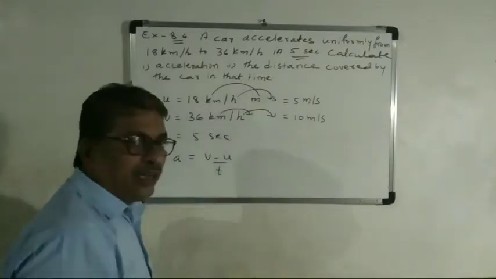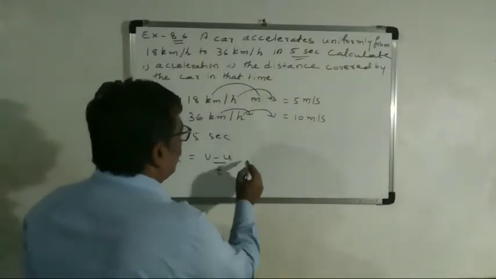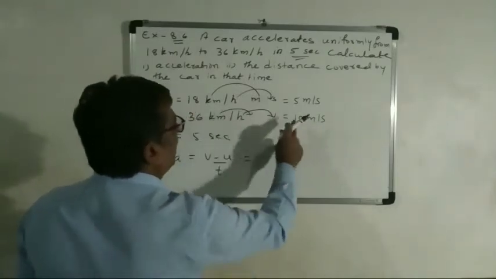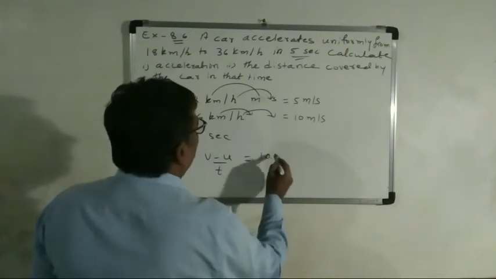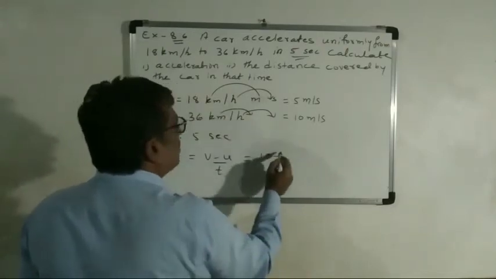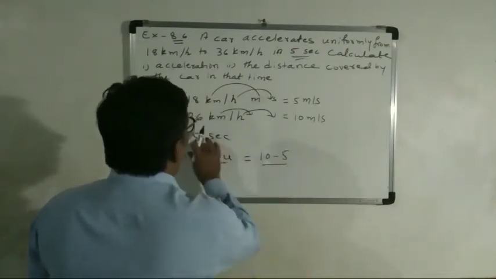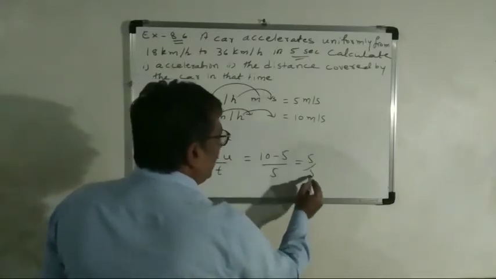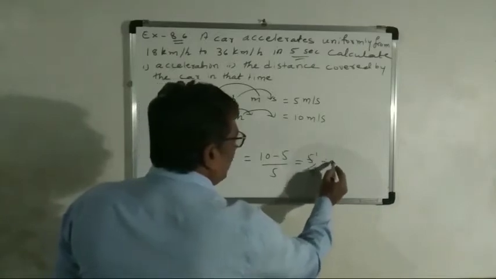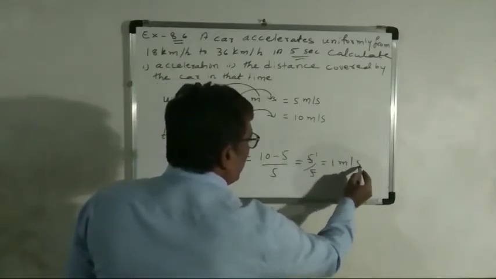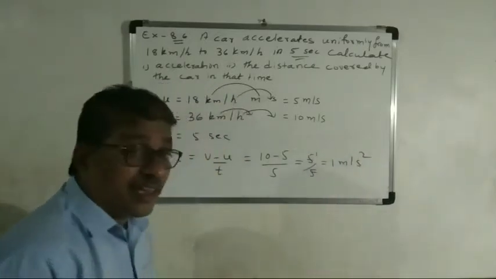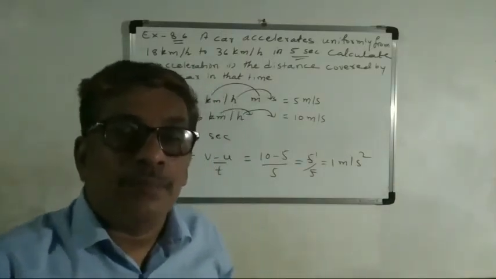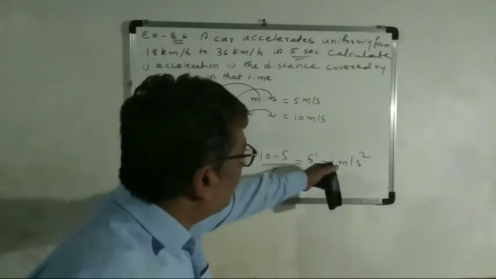So this is also second. Now v minus u is how much? v is equal to 10 minus u, which is 5, upon t, which is 5. So it is equal to 5 by 5, so 1 meter per second square. Why? Because acceleration has the unit meter per second square. 1 meter per second square.